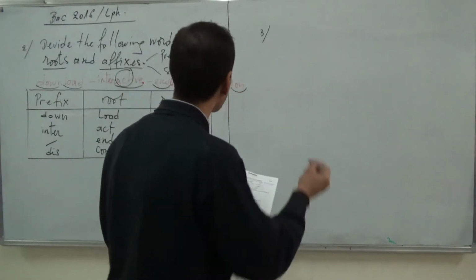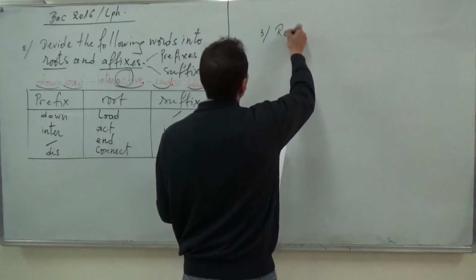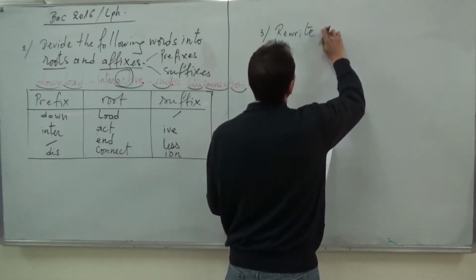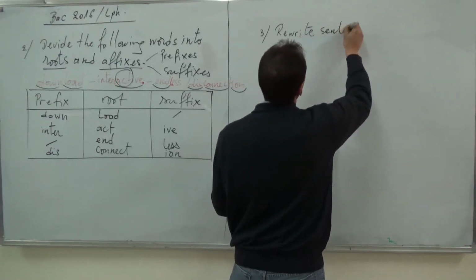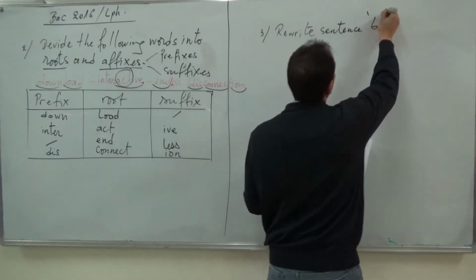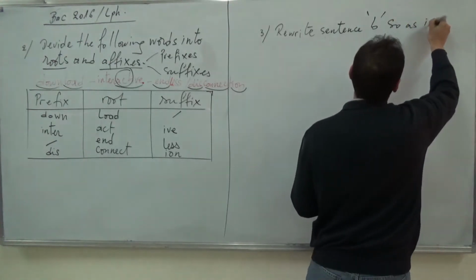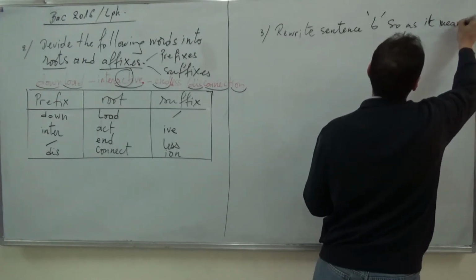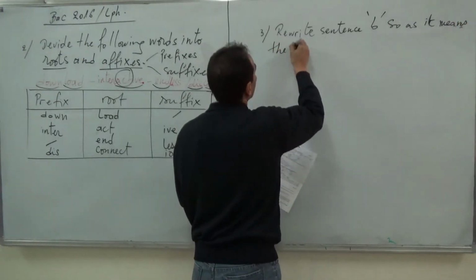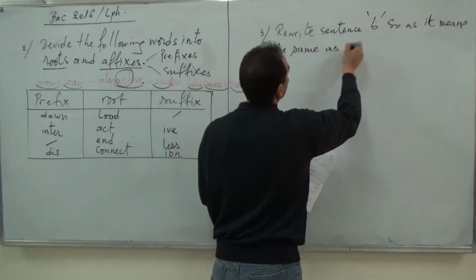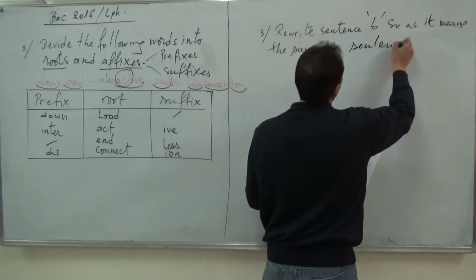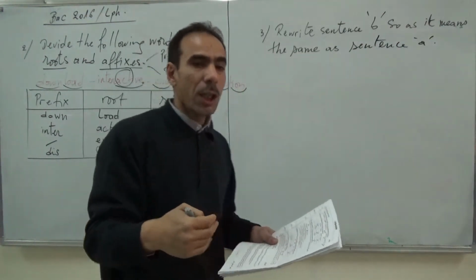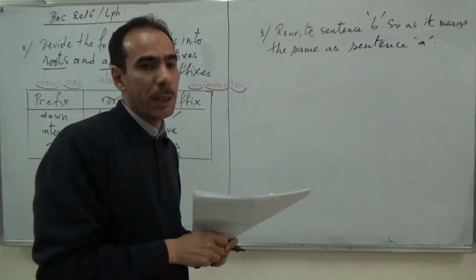The first sentence: write sentence B so that it means the same as sentence A. That means you are going to write the sentence a different way without changing the meaning. The meaning stays the same.